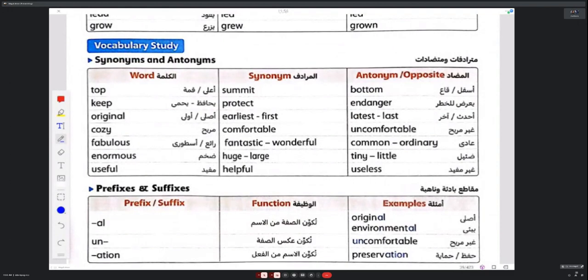Luigi, synonyms and antonyms. Word, synonym, antonym or opposite. Top, summit, bottom. Keep, protect, endanger. Original, earliest or first, latest or last. Cozy, comfortable, uncomfortable. Fabulous, fantastic and wonderful. Common and ordinary. Enormous, huge or large, tiny and little. Useful, helpful and useless. Enormous, huge, or very large, or very big. The opposite is tiny, very small, or little.